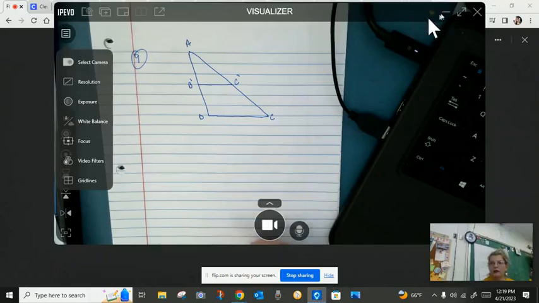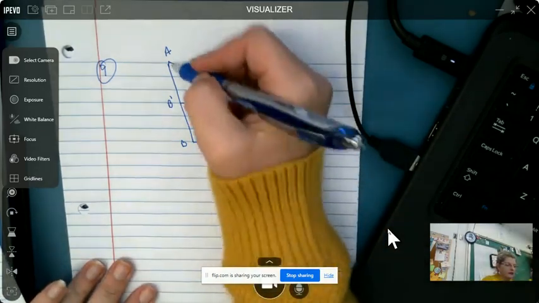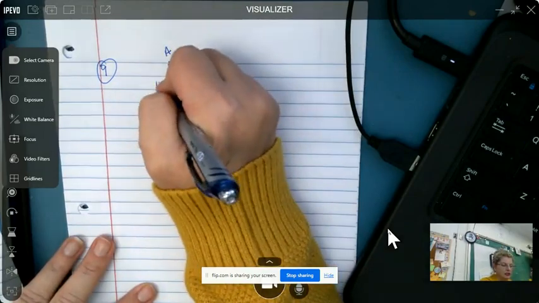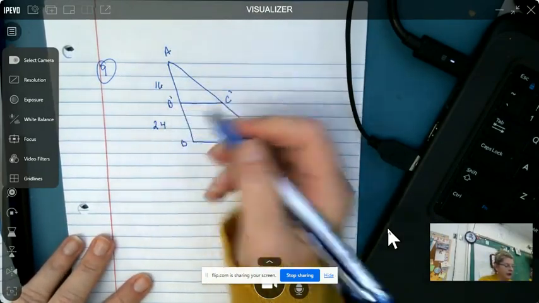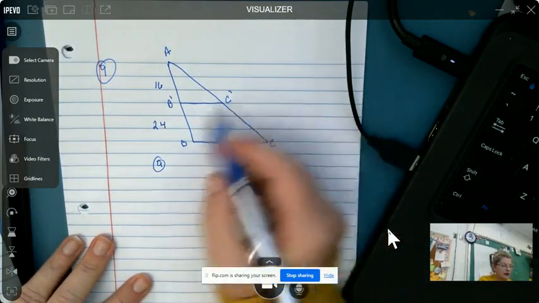Okay, here we go with number 9 on page 278. All right, so we have that A to B prime is 16, and we have that B to B prime is 24. Part A is asking us to find our K.